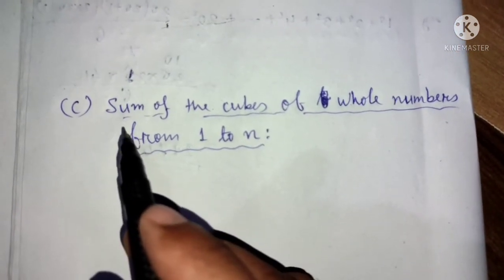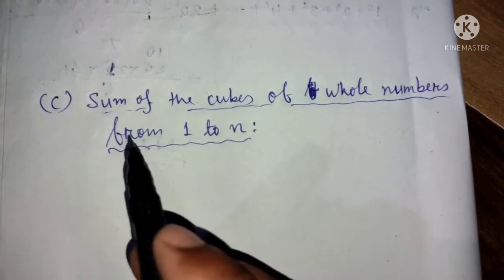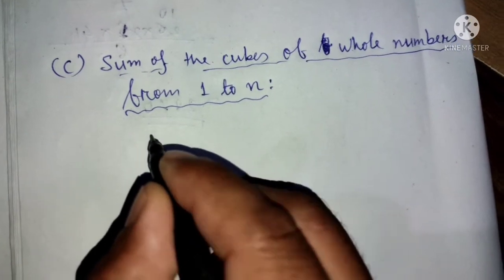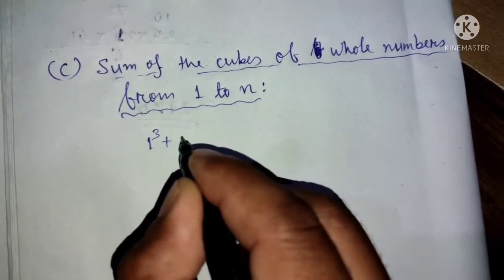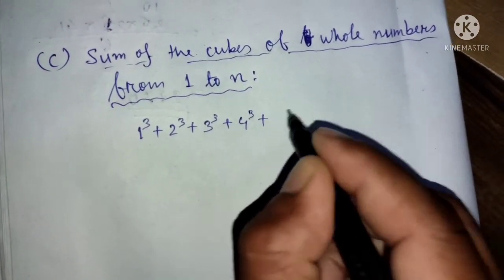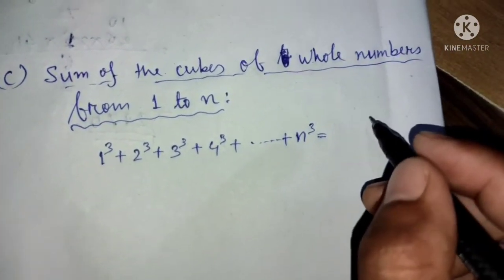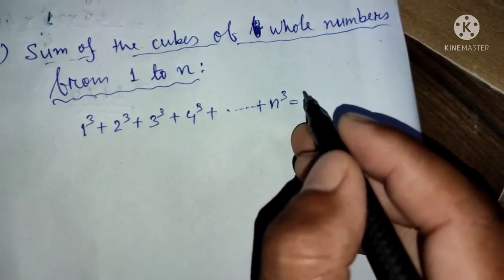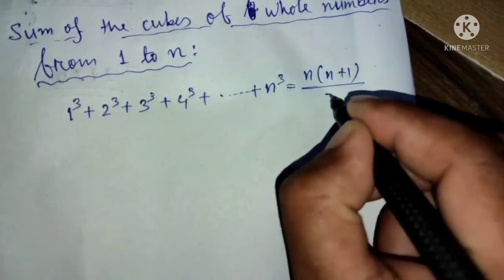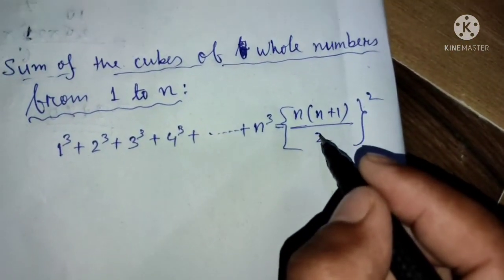Now we shall discuss the next point, that is the sum of the cubes of whole numbers from 1 to n. That means we shall discuss the sum of 1 cube plus 2 cube plus 3 cube plus 4 cube plus ... then n cube, equal to how much? There is a formula to calculate this sum very easily, which is n into (n plus 1) divided by 2, whole square. So this is the formula.